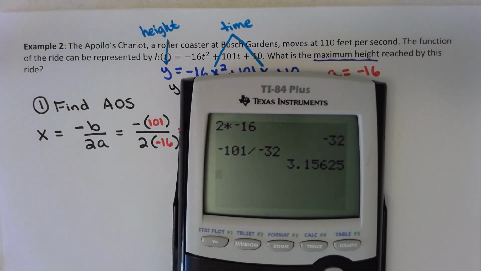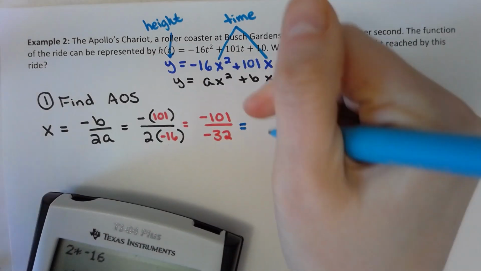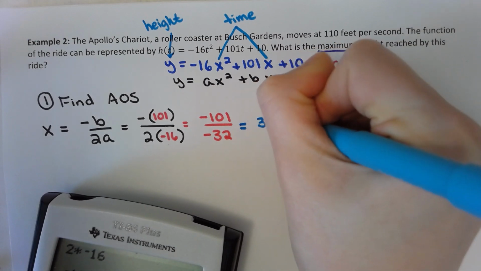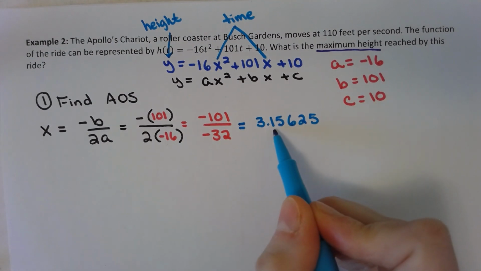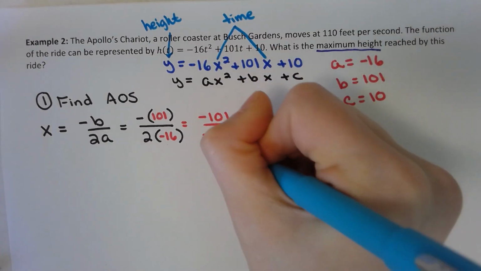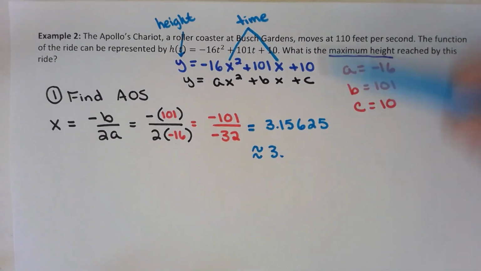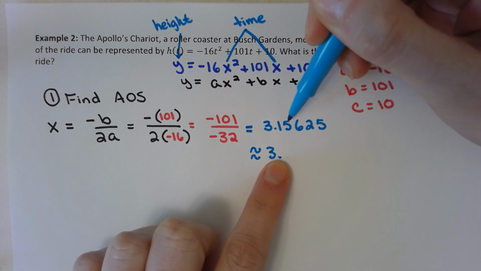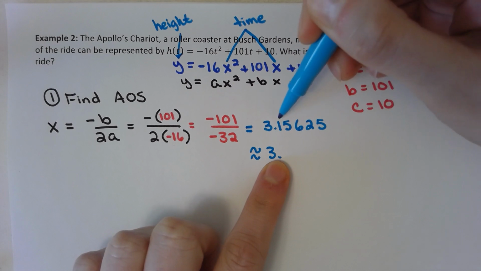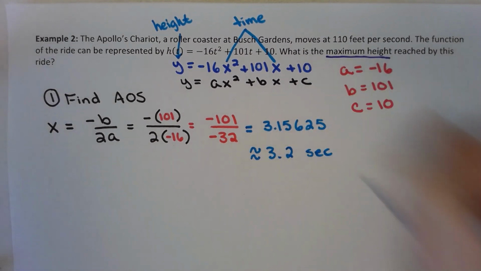So I got 3.15625. So this is equal to 3.15625. Now I would like for you to round your answer to the nearest tenths place. I put the little wavy equal signs because we're rounding. It would be 3 point something, either 3.1 or 3.2. That depends on the number that comes right after it. If that number is 5 or higher, then this number goes up. So that means we have 3.2, and don't forget, we are talking about seconds.